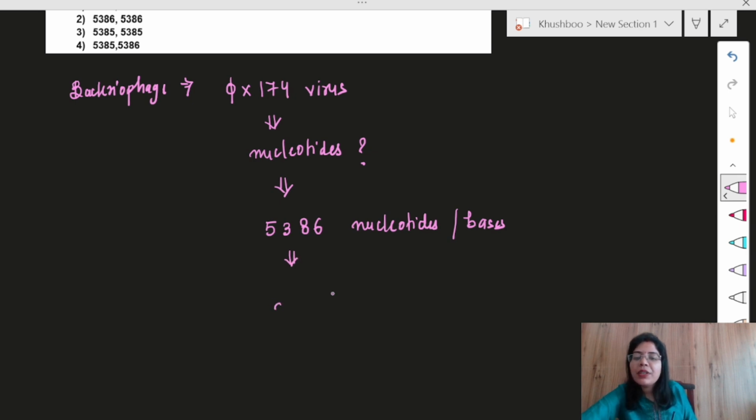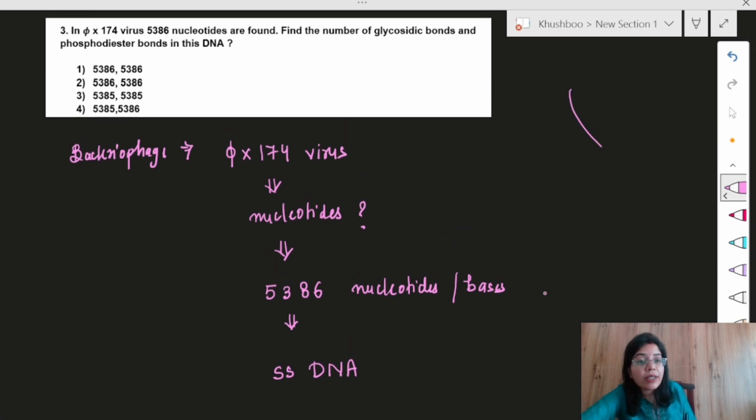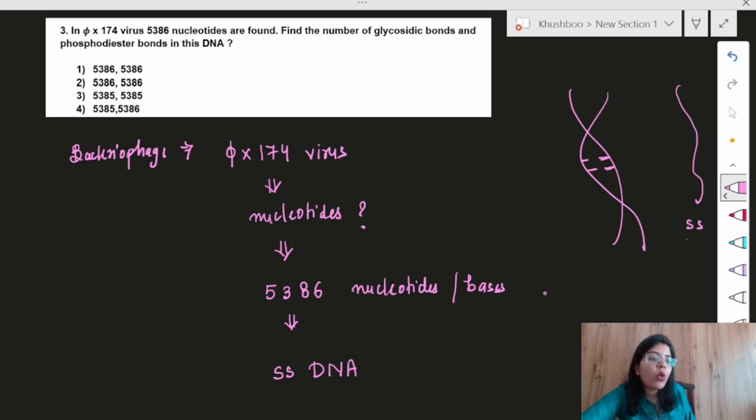Which of the genetic material is single-stranded DNA here? It is not double-stranded DNA. If we have two strands in DNA, then only we'll be having base pairs, right? But I'm saying that we are having a single-stranded DNA, not double-stranded. So do we need any base pair? No. In double-stranded DNA only we will use the term base pair.